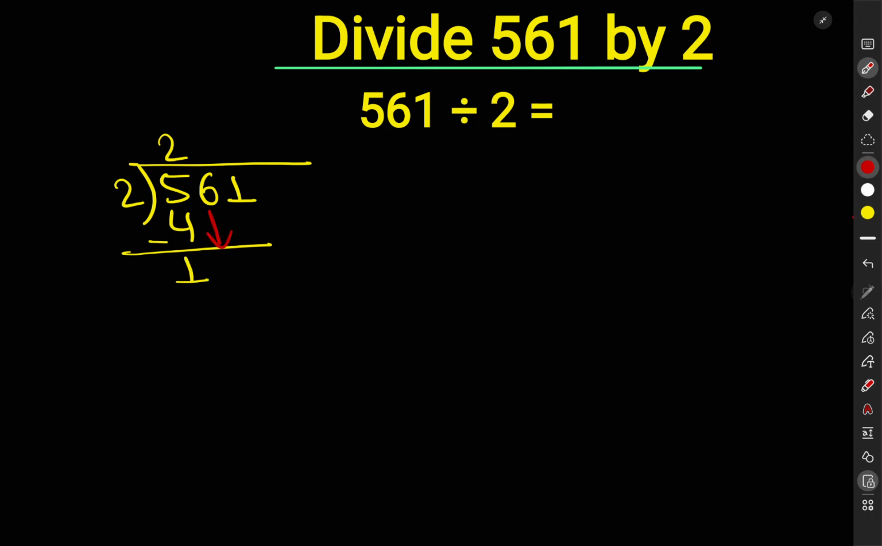So now we put down this 6 and it is 16. 2 times 8 is 16. On subtracting we get 0.